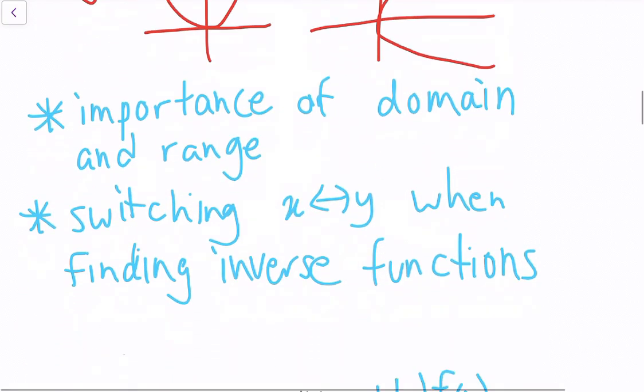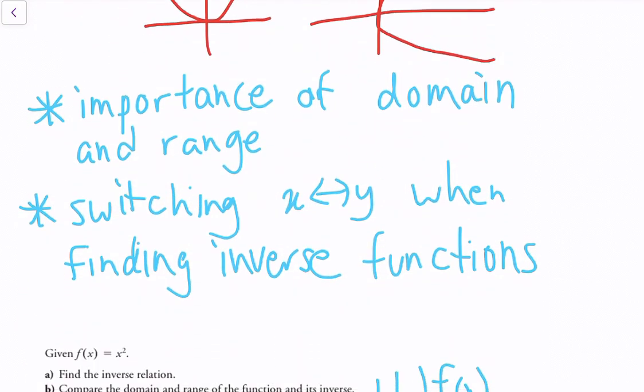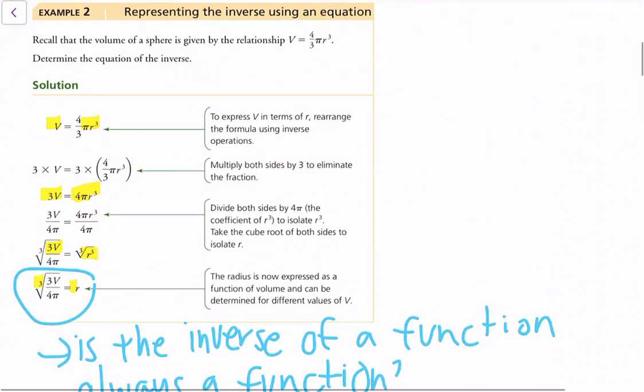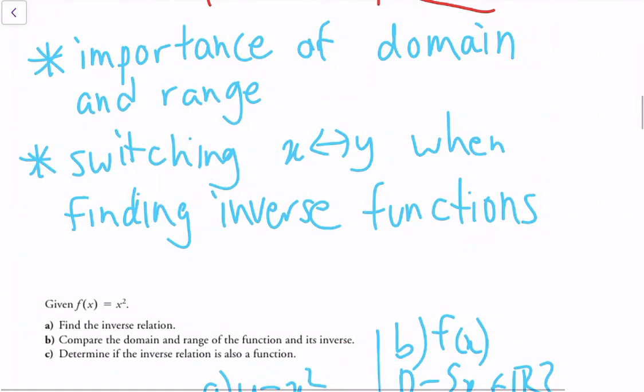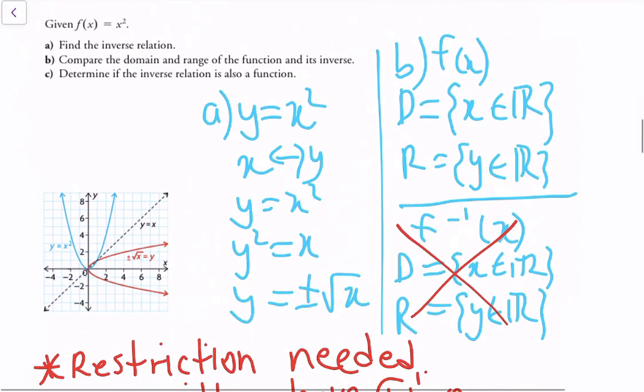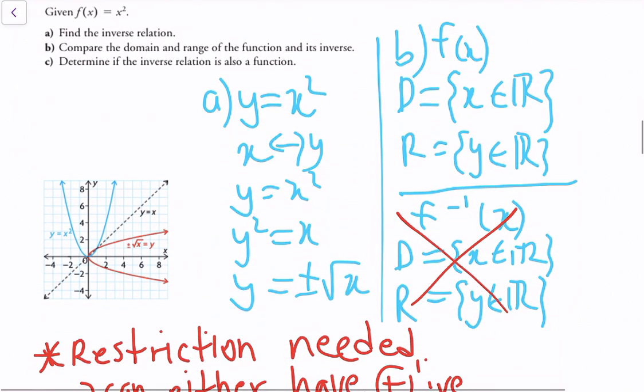So this tells us the importance of domain and range, and in order to find the inverse function, the first thing we need to do is switch our x and y, which is what we did here. By switching our x and y, we're basically switching our independent and dependent variables. Okay, so here's an example. Given f of x is equal to x squared, find the inverse relation, then compare the domain and range of the function and its inverse, and lastly, determine if the inverse relation is also a function.